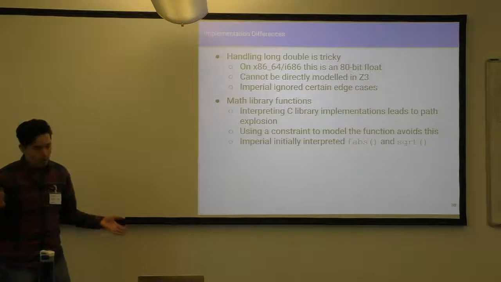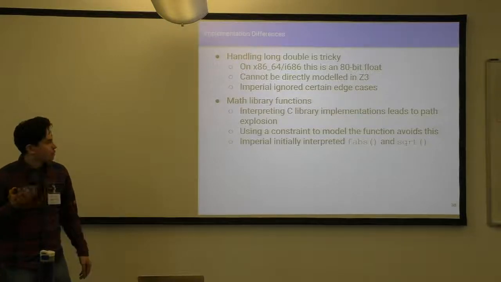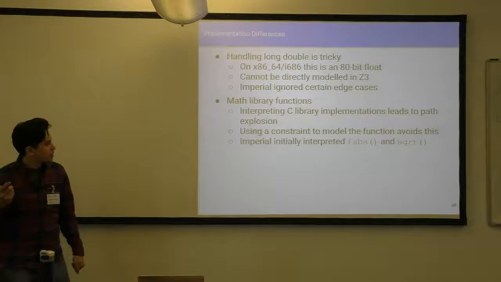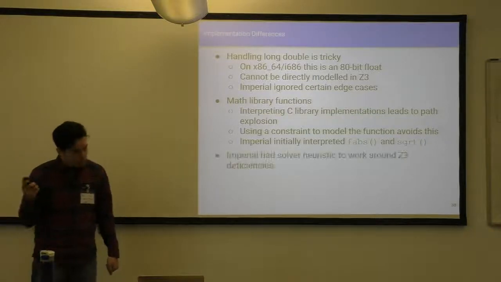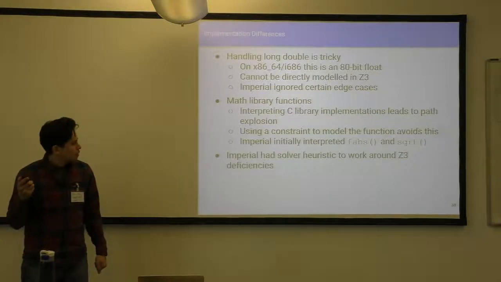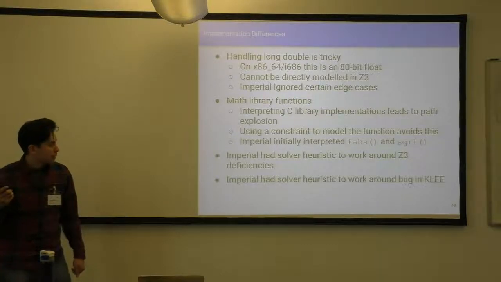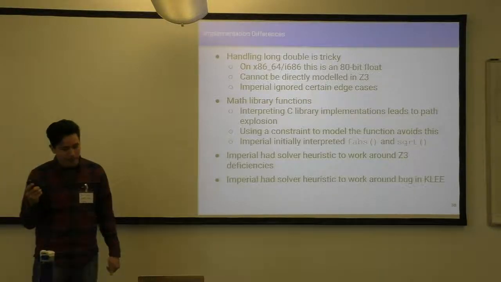So when we exchanged benchmarks with Imperial's collaborators, we discovered that some of their benchmarks worked incredibly badly in our tool, so we replaced fabs and square root with a constraint language version. We also had a heuristic to work around some deficiencies in how Z3 handles the constraints we give it. And we also had a heuristic for working around a bug in KLEE itself.